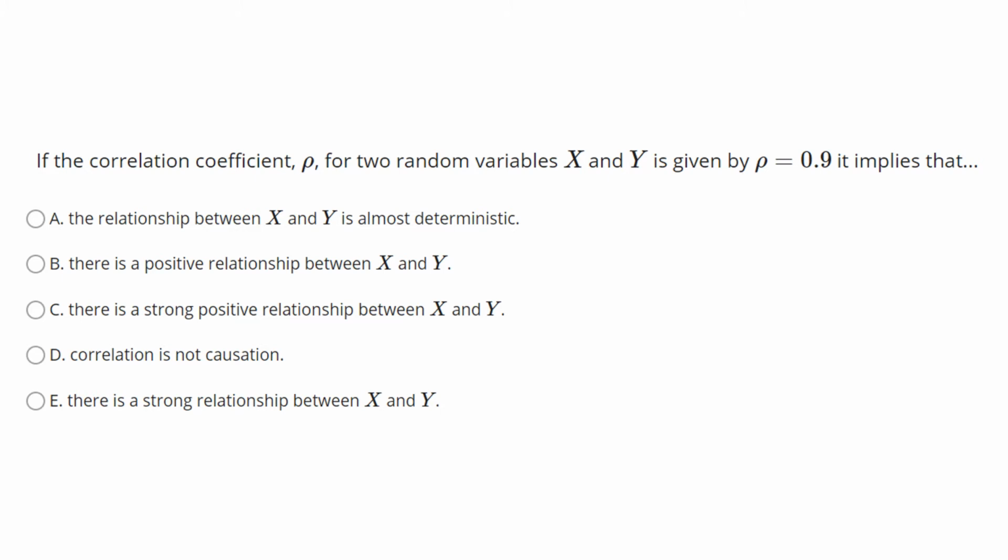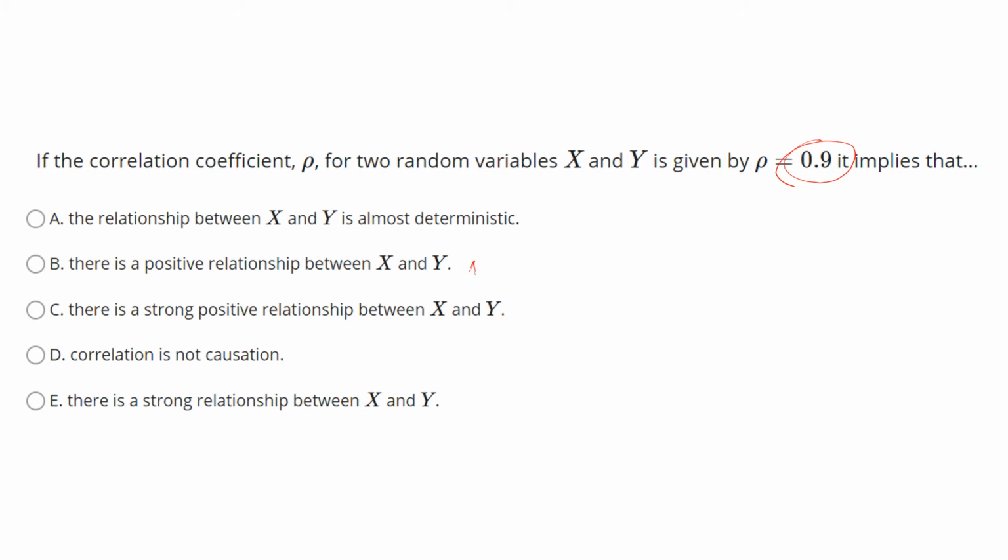Next question. If the correlation coefficient rho for two random variables X and Y is given by rho equals 0.9, it implies that. So let's ask ourselves, what does the rho value tell us? What does it indicate? Five options. A, the relationship between X and Y is almost deterministic. No, that's certainly not the case. B, there's a positive relationship between X and Y. Well, that's true. There's a positive 0.9. There's no negative sign. Therefore, this is certainly accurate.